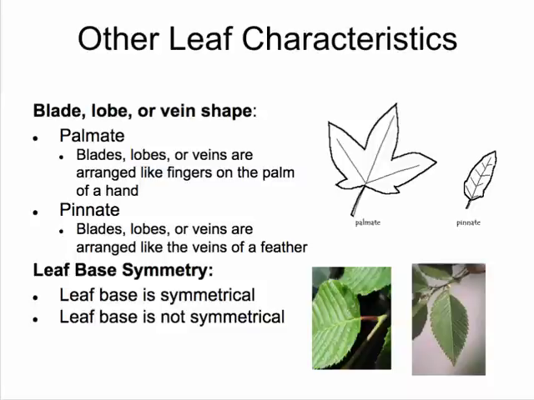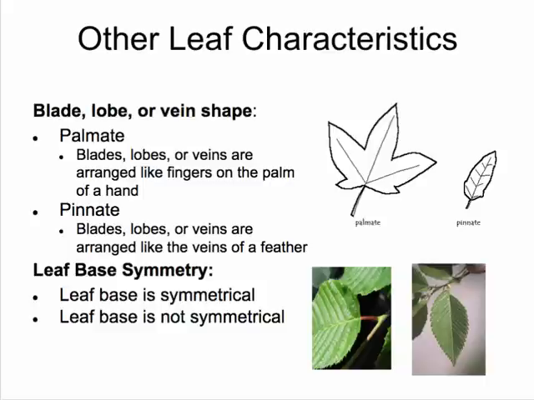There are some other characteristics that will help you identify your deciduous tree. The first thing is the vein, blade, or lobe shape. One way is palmate. This is when the blade, lobes, or veins are arranged like fingers on a palm of a hand. Pinnate means that the blade, lobes, and veins are arranged like the veins of a feather. You can see both of these over on the left.